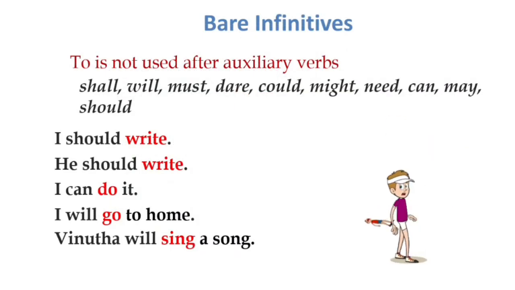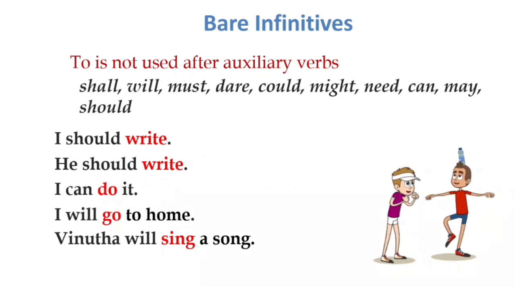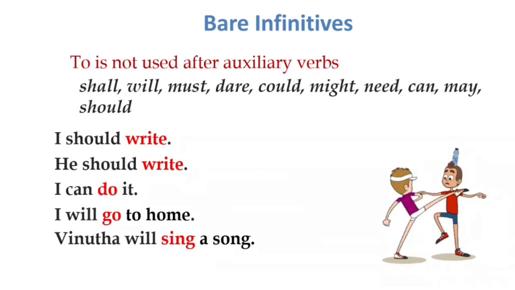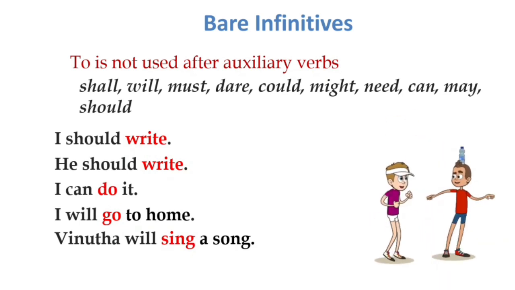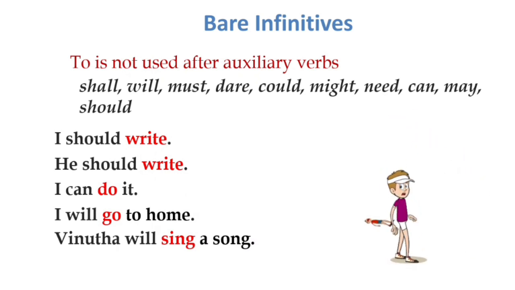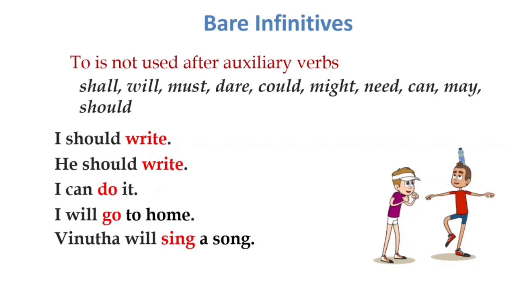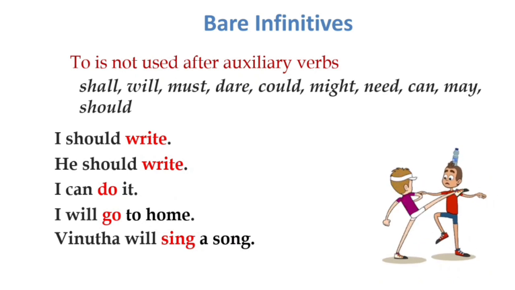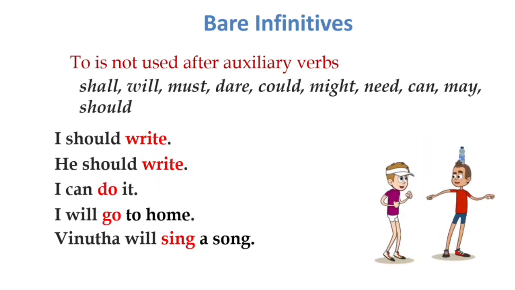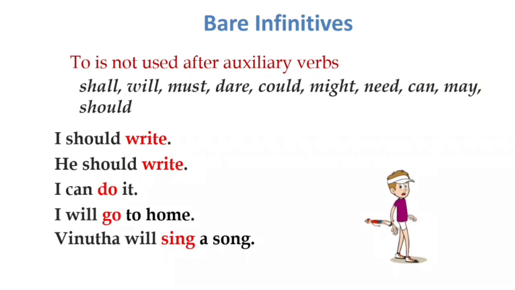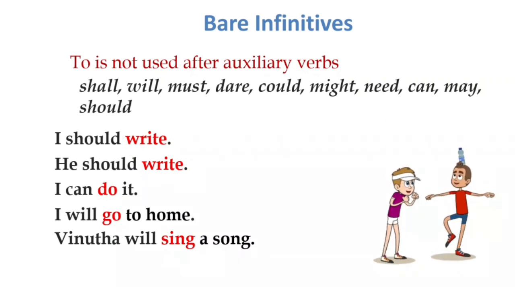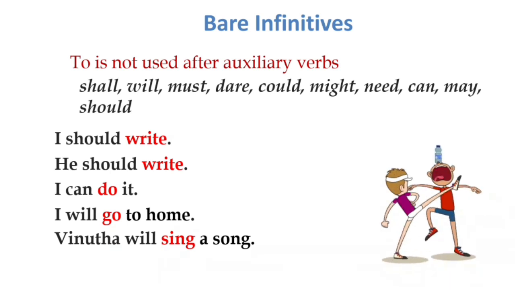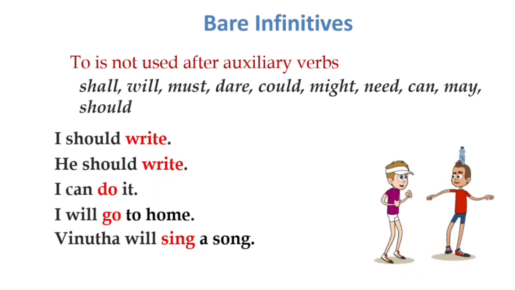In some cases these infinitives don't carry "to" with them. They are called bare infinitives. You know very well, bare is nothing but nothing, there. That's all. But we have verb 1. See, "to" is not used after auxiliary verbs like shall, will, must, dare, could, might, need, can, may, should, totally like a future tense or like the modal verbs. After the modal verbs, we are not using "to" with the verb 1. So that is called the bare infinitive.